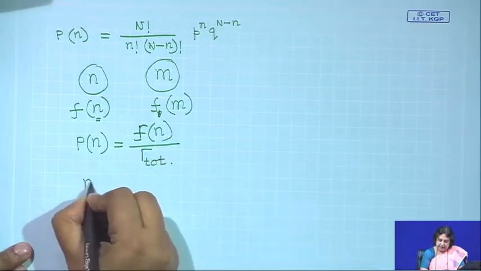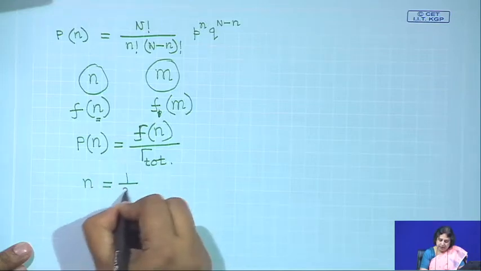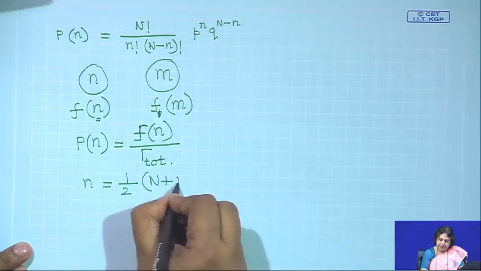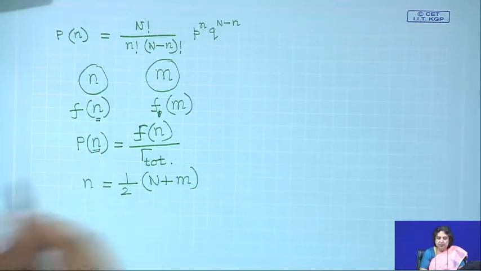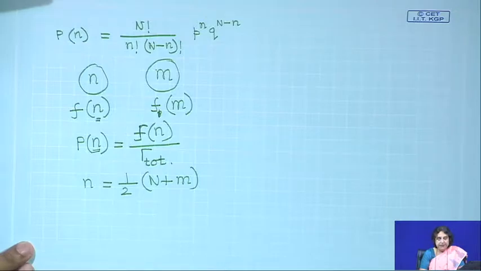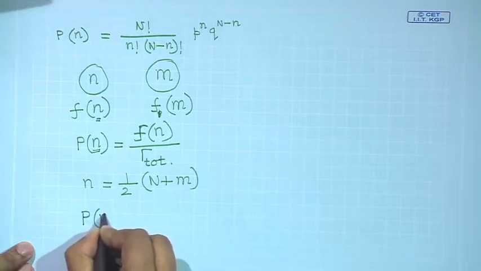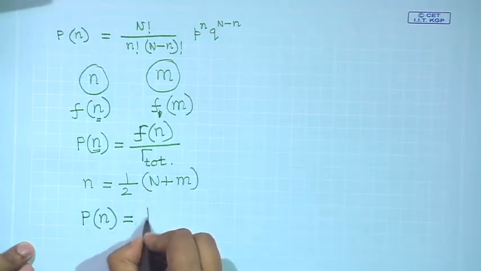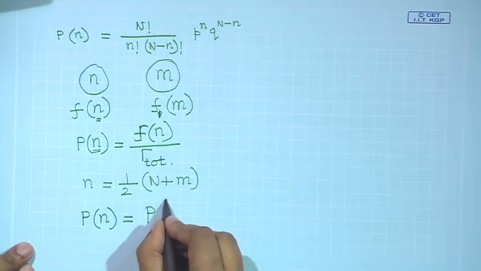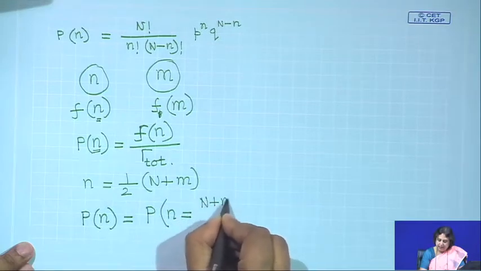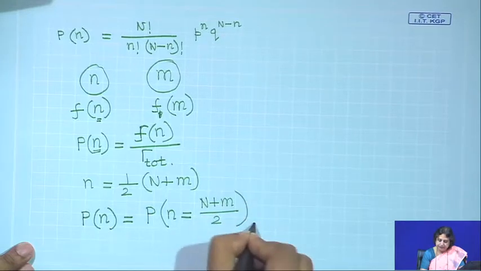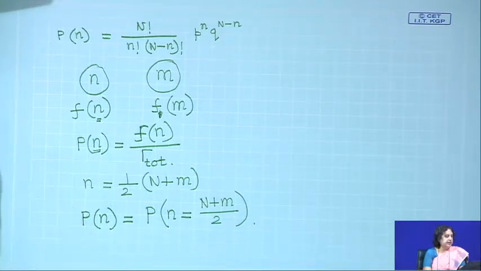And since n is given in terms of capital N by this relationship, I can always change this independent variable by m. So, what would be the mapping? The mapping would be P n would be equal to the same form of P, but I will have n equal to capital N plus small m by 2. Okay, so, this is exactly what has been shown here.